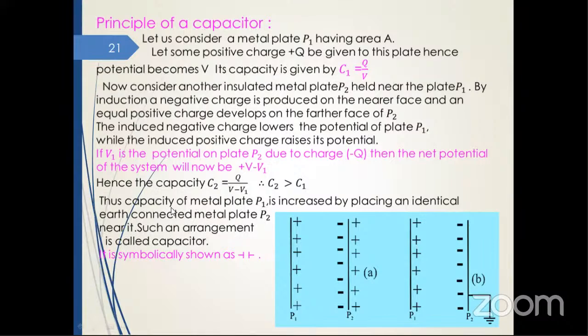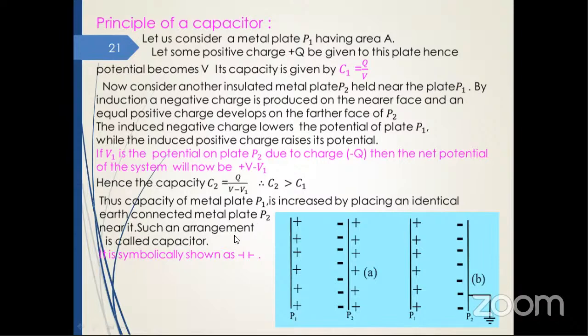That means if you want to increase the capacity of a capacitor, how will you increase it? It is increased by placing an identical metal plate, the same as the first one, in its proximity. What happens then? Because of this positive charge, negative charge is induced on it, and because of this induced negative charge, there is the formation of positive charge. And if all this positive charge, see in this next second diagram, is removed by earthing, thus the capacity of metal plate P1 is increased by placing an identical or connected metal plate P2 near it.